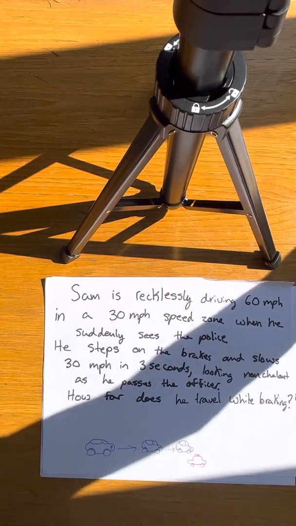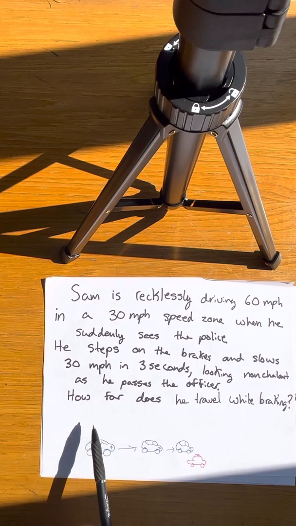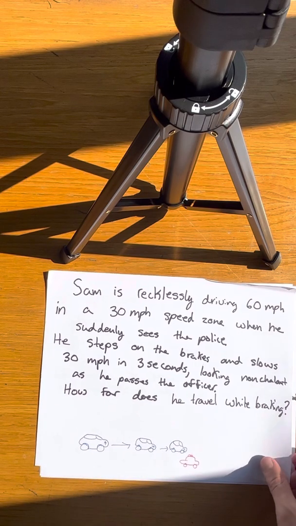In this problem, Sam is recklessly driving 60 miles per hour in a 30 mile per hour speed zone when he suddenly sees the police. He steps on the brakes and slows to 30 miles per hour in 3 seconds, looking nonchalant as he passes the officer. How far does he travel while braking?